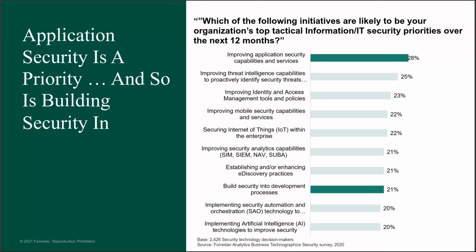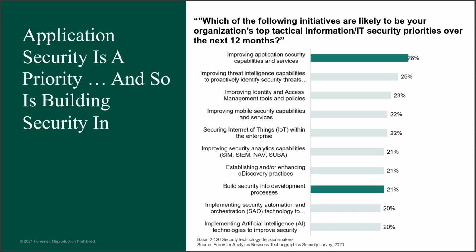Here's the good news in all of that. People are actually paying attention. I would say this was the most encouraging piece of data that I saw in Forrester's technographic survey this year. We asked security pros, what are your top tactical priorities over the next 12 months in security? And number one was improving AppSec capabilities. Number one. That makes me really, really happy. Also makes me happy, building security into development processes made the top 10.